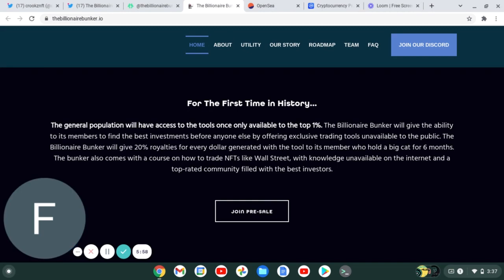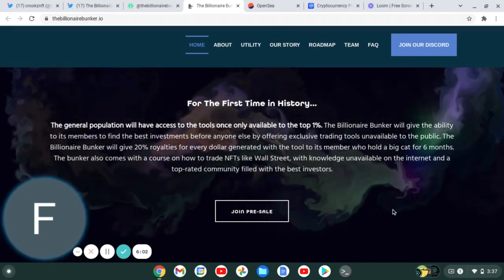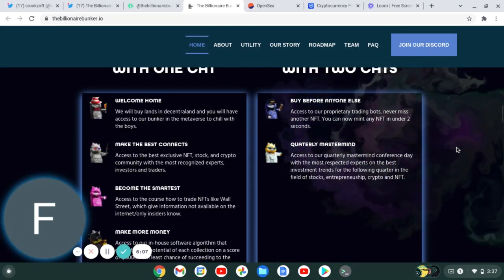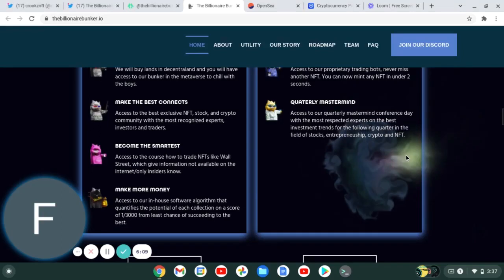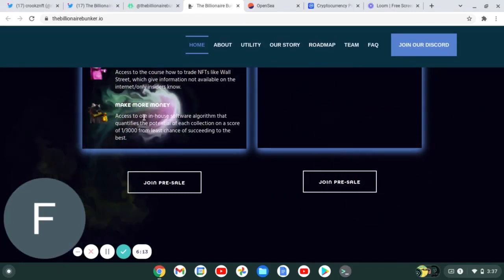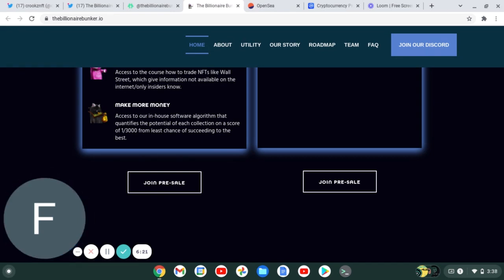The bunker also comes with a course on how to trade NFTs like a Wall Street investor. They go on to say, and here's one piece I do want to say: make more money. Access to our in-house software algorithm that quantifies the potential of each collection on a score of 1 to 3,000 from least chance of succeeding to the best.